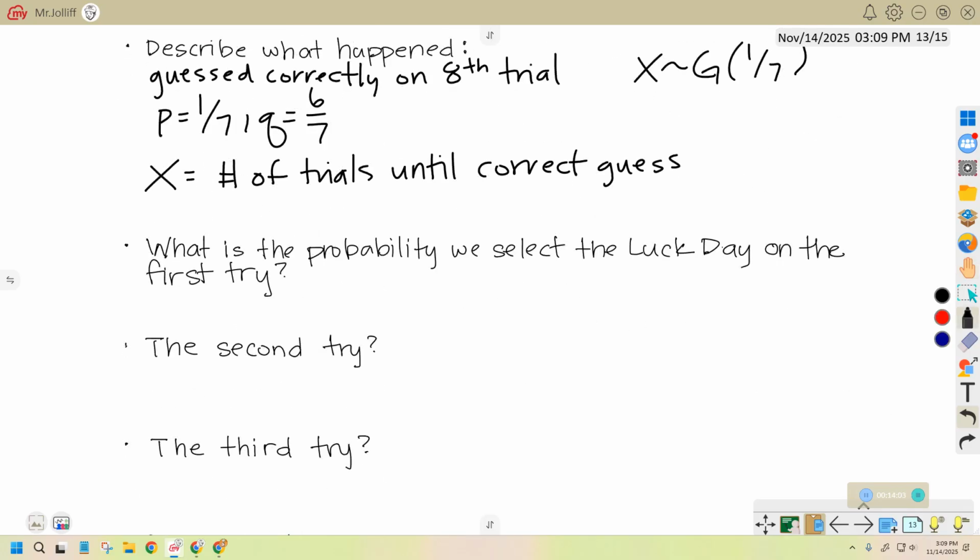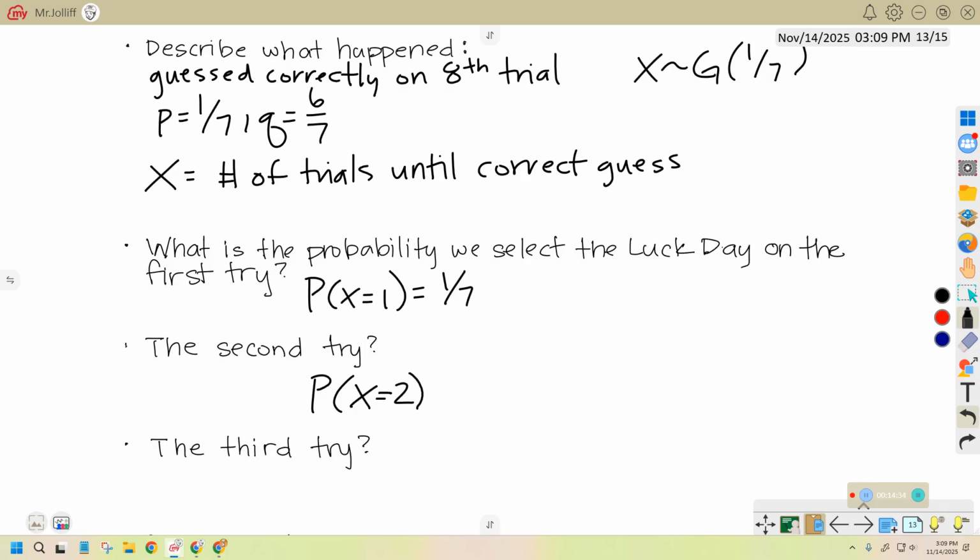Based on what we know about our system, what is the probability we select the lucky day on the first try? 1/7. 1 trial, 1 out of 7 chance I guess correctly. Yes, I agree. Very good. If we had guessed correctly on the first trial, we would have stopped. So this is a fresh consideration here.